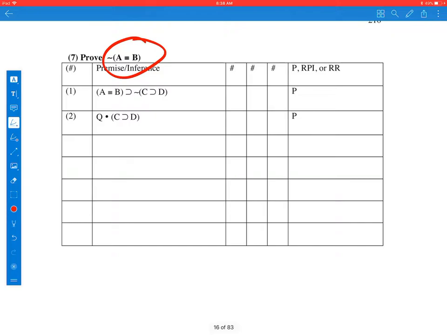Prove not A if and only if B. We look around, we don't see it. But its opposite is an antecedent on line 1. So if we did a modus tollens, we would get not A if and only if B. So we're going to need the opposite of this, which we find right there. And we should be able to get it fairly easy.